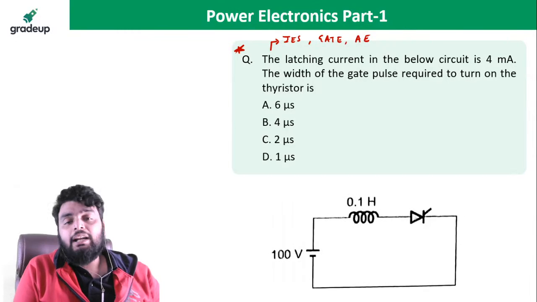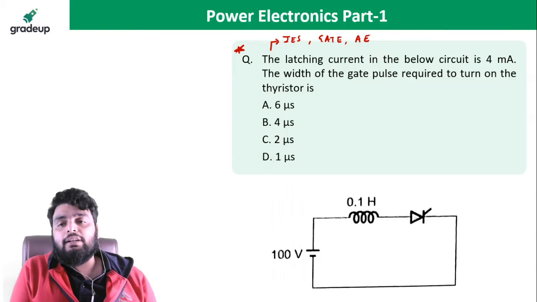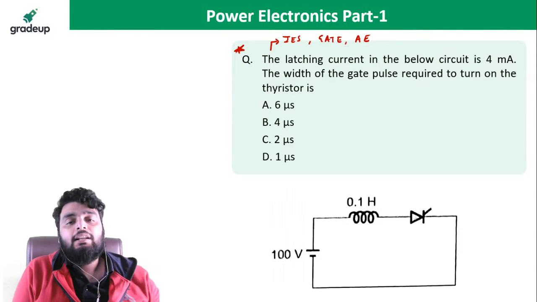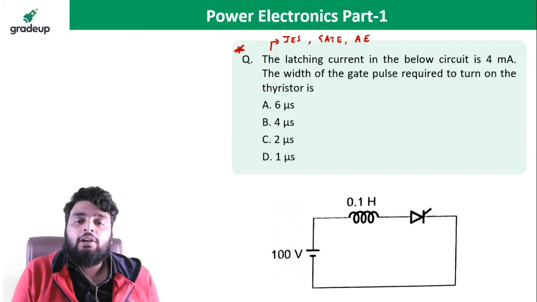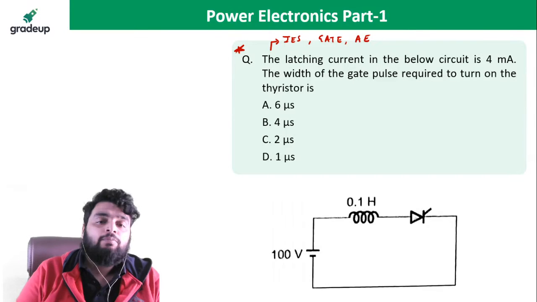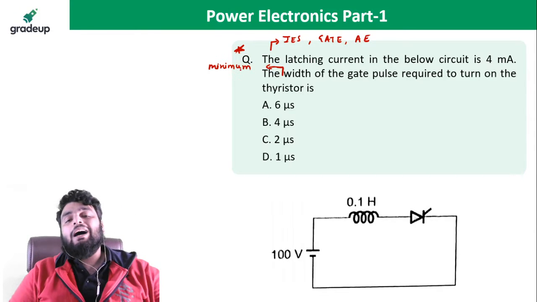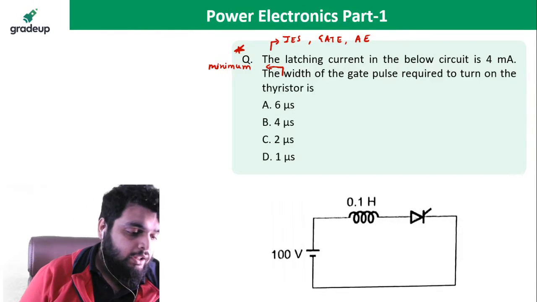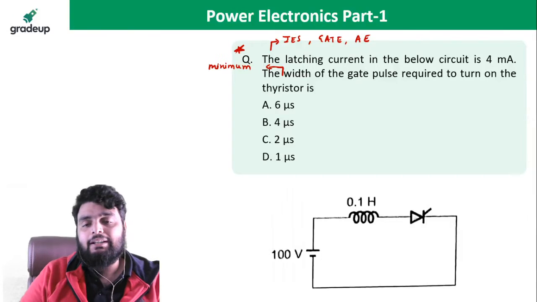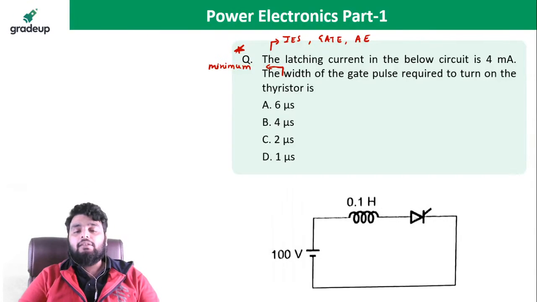So think about it. The latching current in a given circuit is 4 milliampere. What will be the width of a gate pulse required to turn on the thyristor? First of all, the question is incomplete. The minimum width of a gate pulse required to turn on the thyristor. So think about this question, everyone, and give the answer for this question.